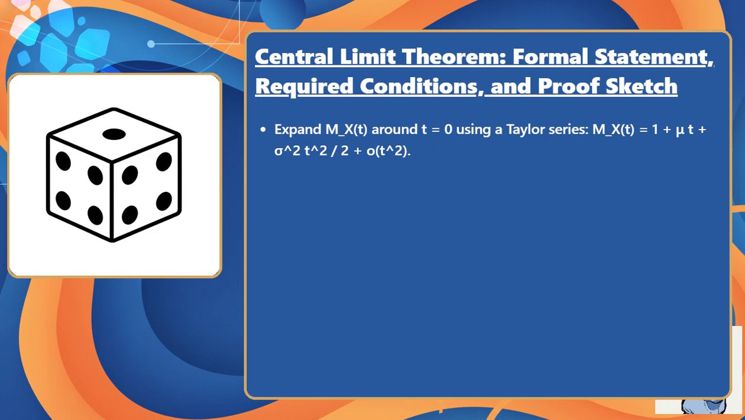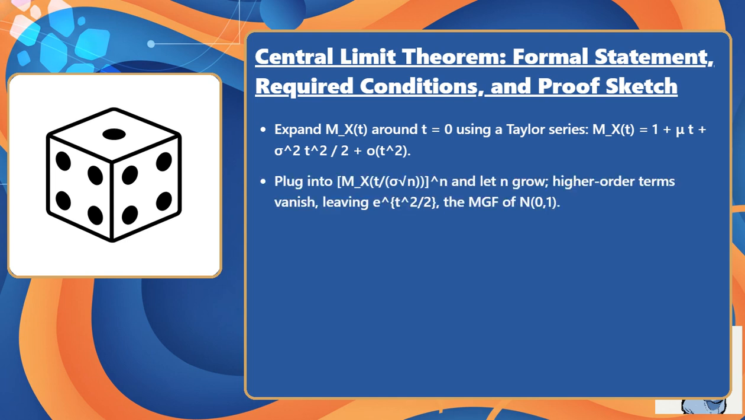Expand m sub x of t around t equals 0 using a Taylor series. M sub x of t equals 1 plus mu times t plus sigma squared times t squared divided by 2 plus little o of t squared. Plug into m sub x of t divided by sigma square root n, raised to the n, and let n grow.